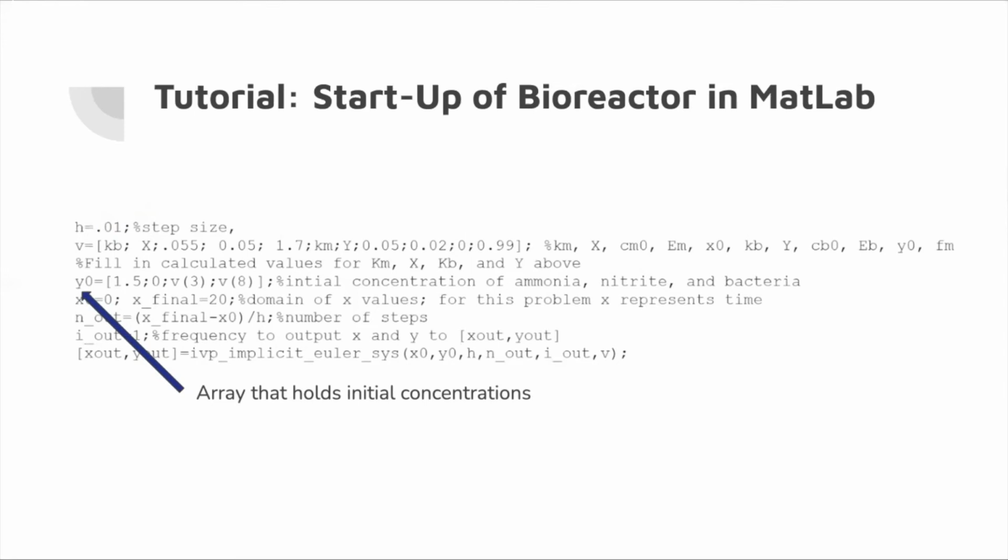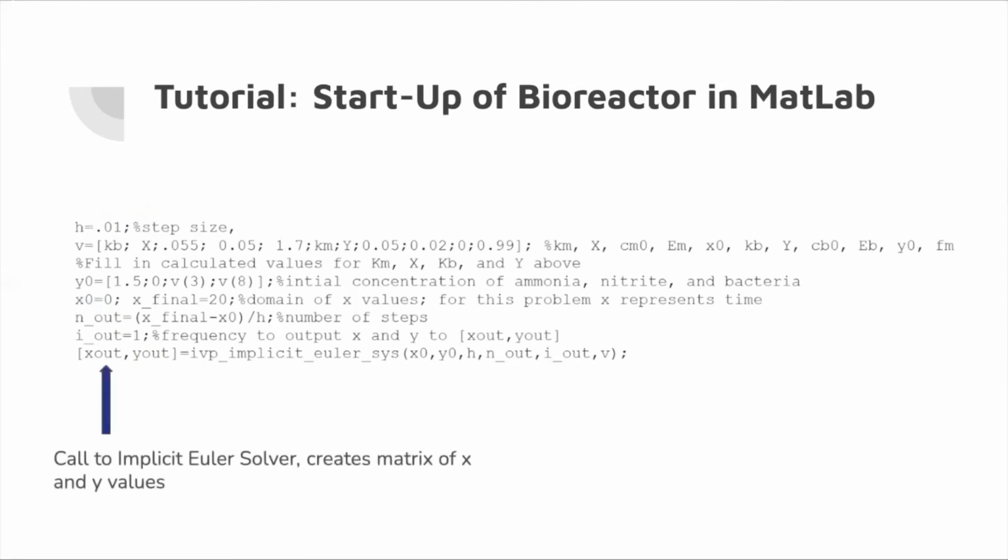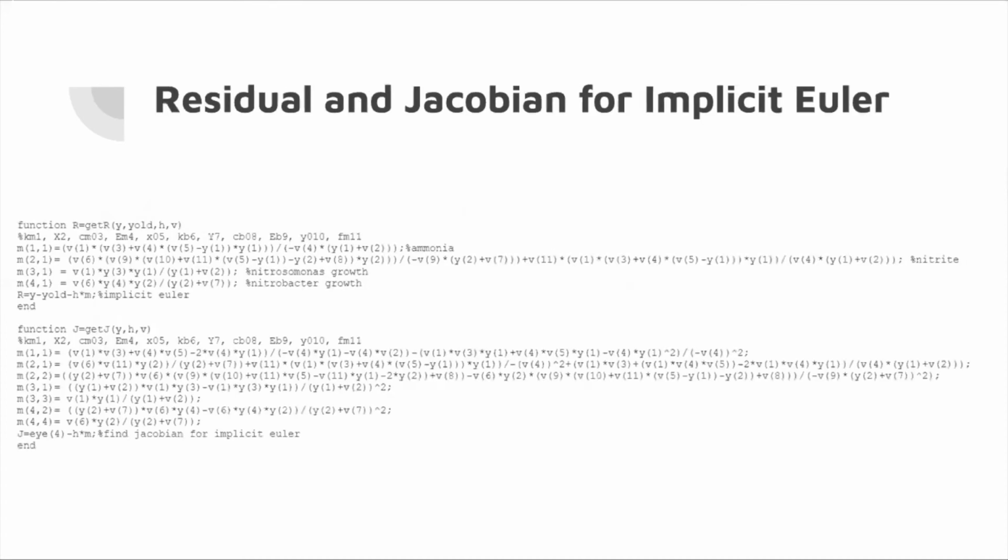X represents the time domain. The final line calls the implicit Euler solver and stores the calculated values in the matrices X out and Y out. We calculated the residual and the Jacobian, where the first row represents the concentration of ammonia, the second row represents the concentration of nitrite, the third row represents Nitrosomonas growth, and the fourth row represents the Nitrobacter growth.